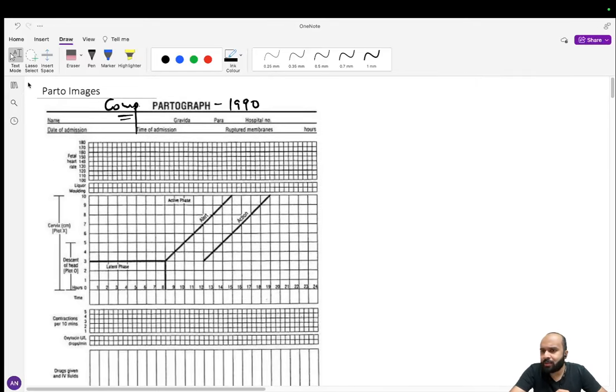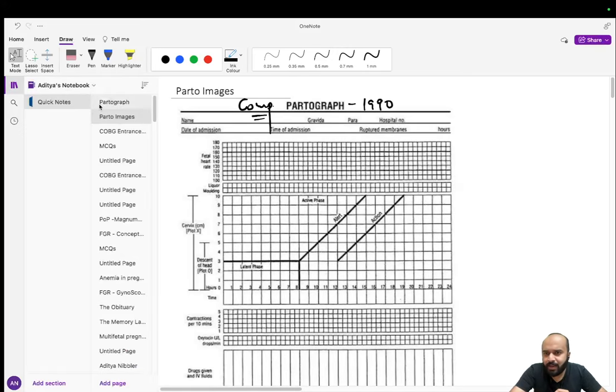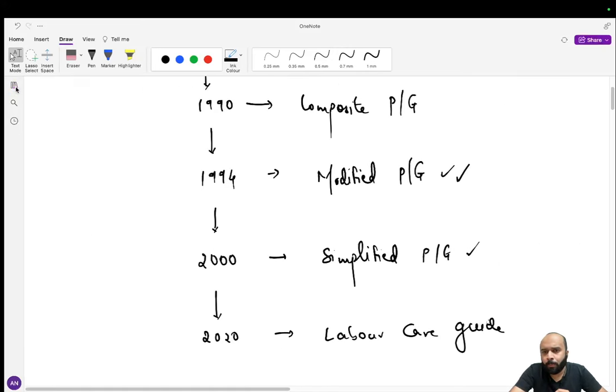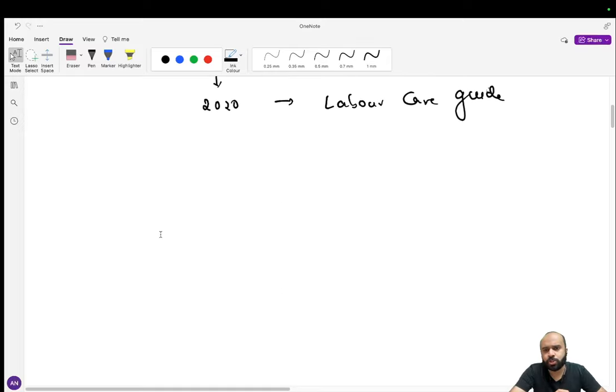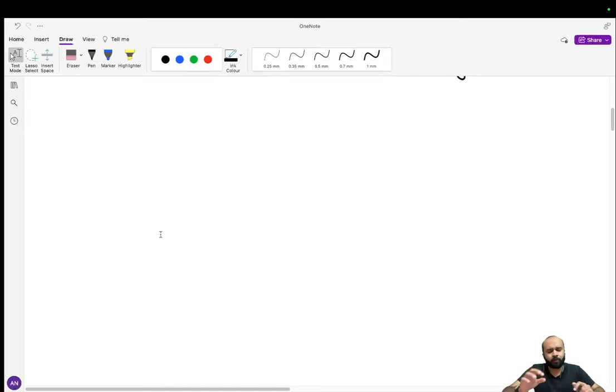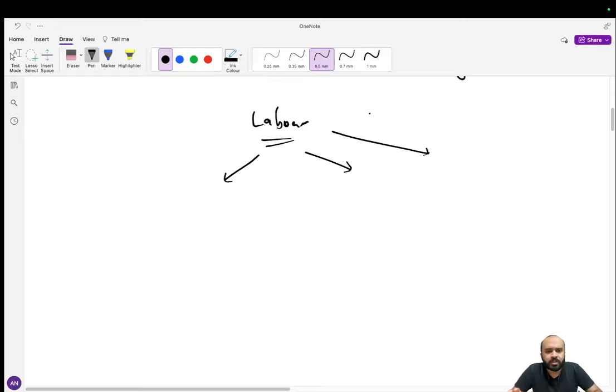I'll come back to this later, but before coming to partographs, let me just talk about parto first. Parto is parturition. So just a bit of brush up for what is labor and how does it progress. So when I talk about labor, I have to remember that labor is going to have four stages. The first stage is going to have my latent and active stage.